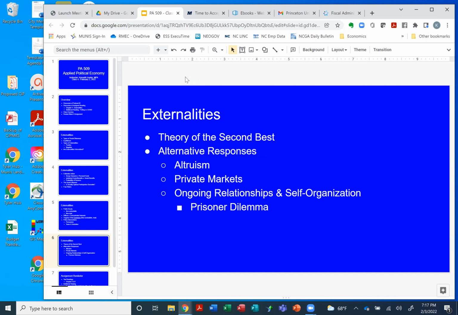And then there's self-organization. People can organize effectively to facilitate solving problems and dealing with the externalities and the social dilemmas associated with public policy.